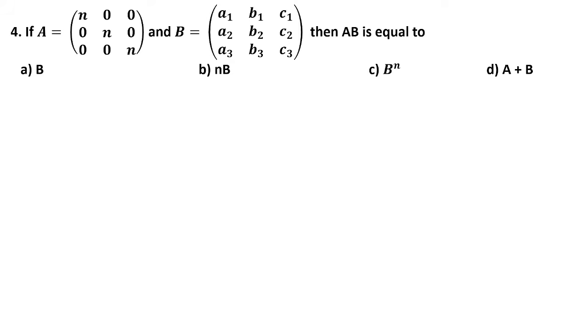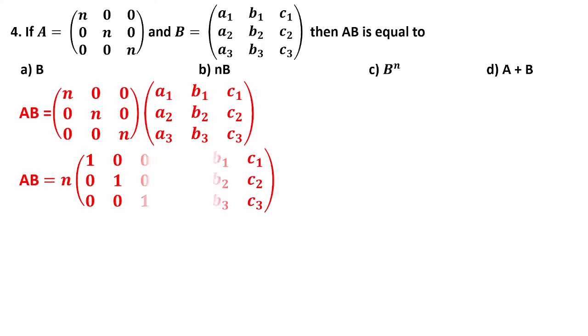Let us move on to question number 4. If A is a scalar matrix and B is a matrix given, then we have to find what AB is. Normal multiplication. Let us multiply.